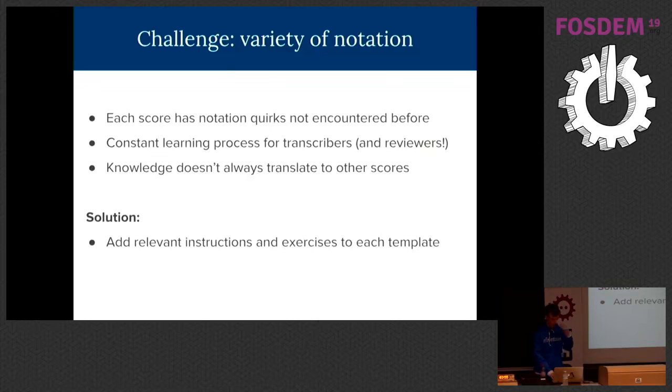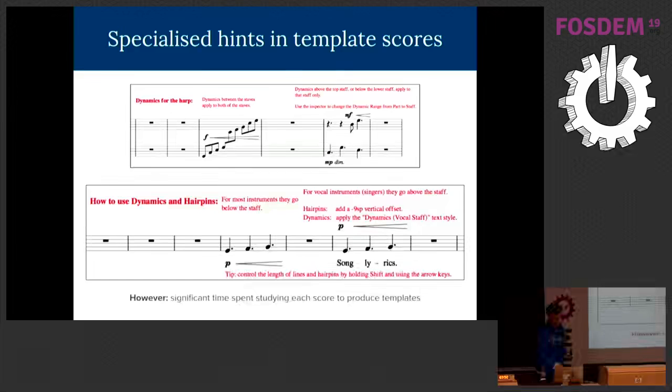So the solution to this was to actually, in each template score, add specific instructions for that score. So I would go through the IMSLP score and look for things that I thought the transcribers might struggle with, and then I would add instructions about those things to the score itself. This made work easier for transcribers. It made work significantly easier after the transcription was complete, but it created a huge burden in studying those scores before the transcription could even begin.